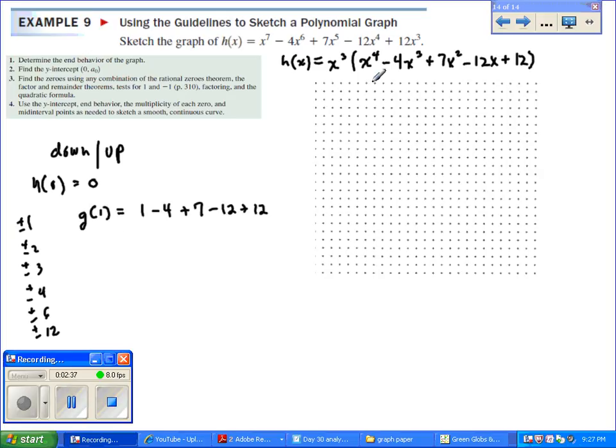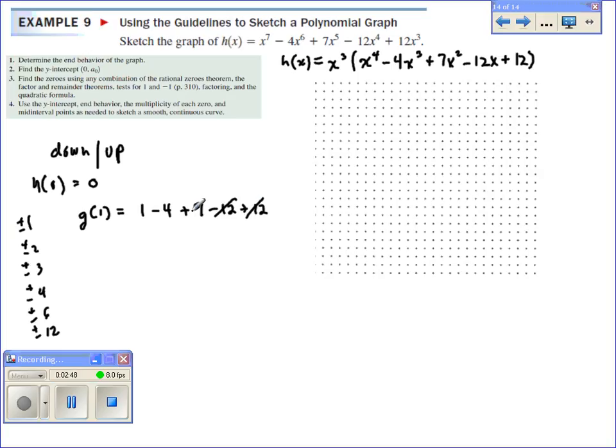All right, I'm calling this result here g of x, and then g of 1 will be 1 minus 4 plus 7 minus 12 plus 12. And these cancel. 7 plus, let's see, 8 minus 4 is 4. So what I get is g of 1 is 4. Now that's a point I can graph, and I will later, but it shows me that x minus 1 is not a factor. What about g of negative 1?